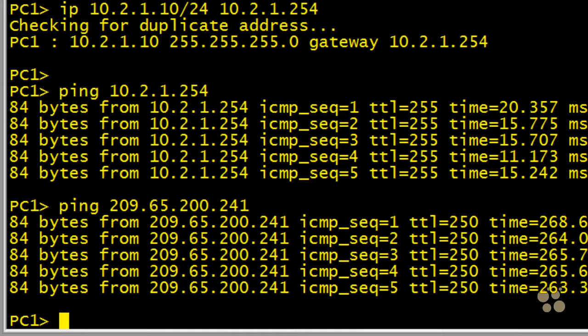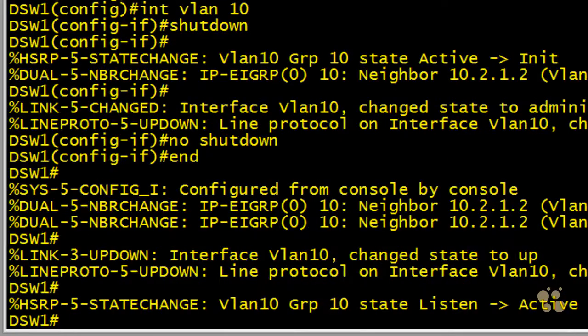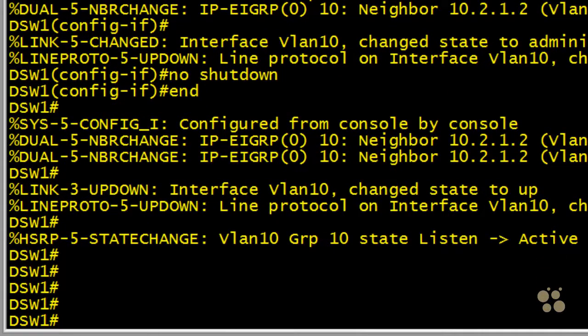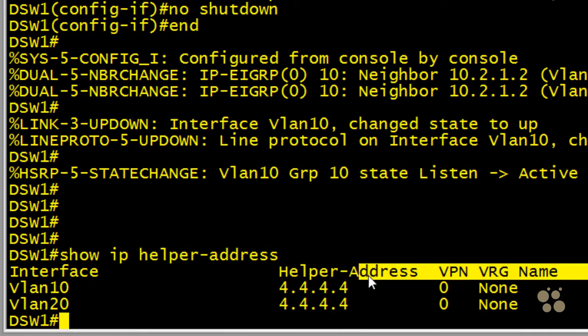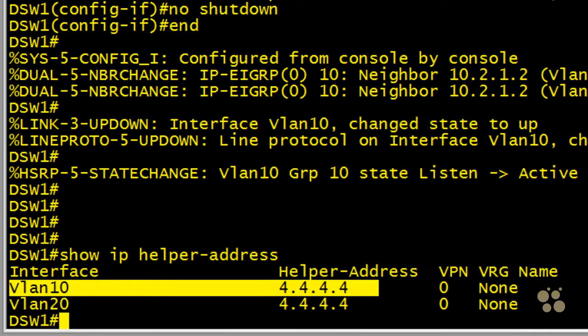If we did a DHCP discover in VLAN 10, that would be seen by the VLAN 10 interfaces on our distribution layer switches. So if we go out to DSW1, and here on DSW1, if we did a show ip helper-address, we can just verify that the IP helper function is configured correctly here on DSW1. And this is right here for interface VLAN 10. The helper address is 4.4.4.4, which is great. That's the loopback address on R4. We probably ought to make sure that's reachable.